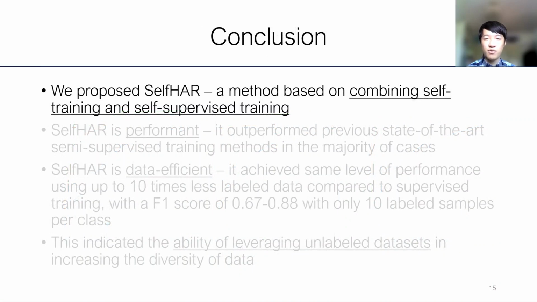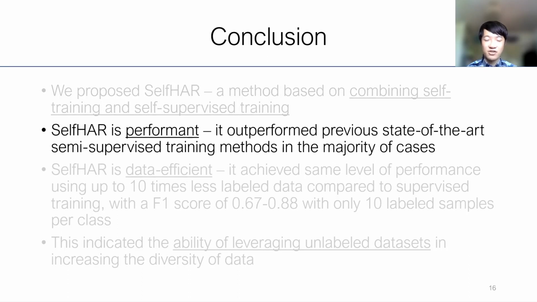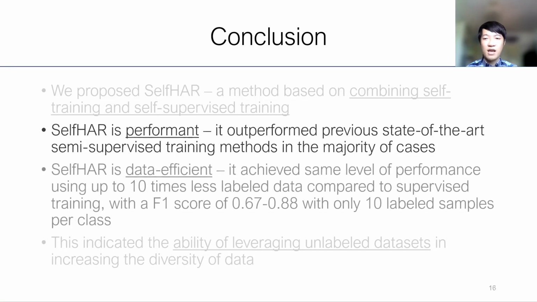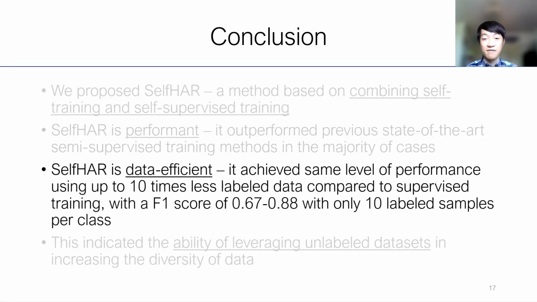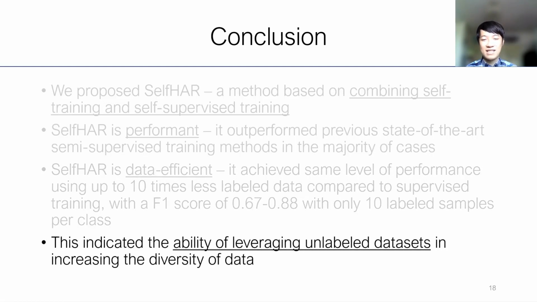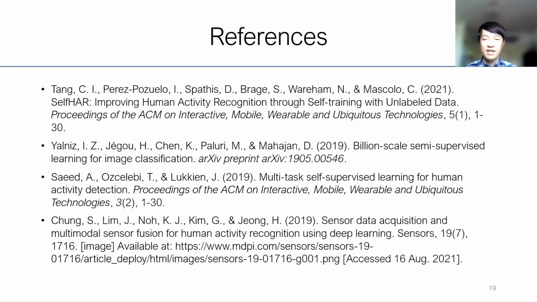So to conclude, we propose SelfHAR, which is a method based on combining self-training and self-supervised training. We've shown that SelfHAR is performant, where it outperformed previous state-of-the-art semi-supervised training methods in the majority of cases. And we have shown that SelfHAR is data efficient, where it achieved the same level of performance using up to 10 times less labeled data compared to supervised training, which indicated the ability of leveraging unlabeled datasets in increasing the diversity of data. So here are some references that I used in this presentation.